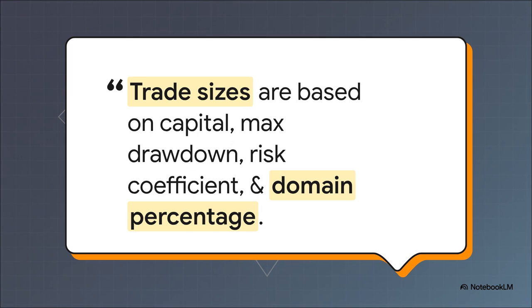So you might be asking, how does it land on that very specific trade size? Well, here's the exact recipe the system follows. Both trade sizes are calculated using the hypothetical capital, the investor's maximum allowed drawdown, the third triangle domain percentage, the risk coefficient, and the contract size.